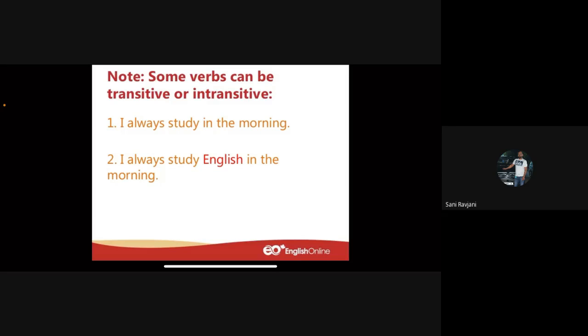First one is intransitive and second one is transitive. Okay. But where is the object? In the second sentence, what did I study? I studied English. Yes. Good. So correct answer. In the second one, we get an object, English. In the first one, we don't have any object. In both the sentences, the verbs are the same. Study.